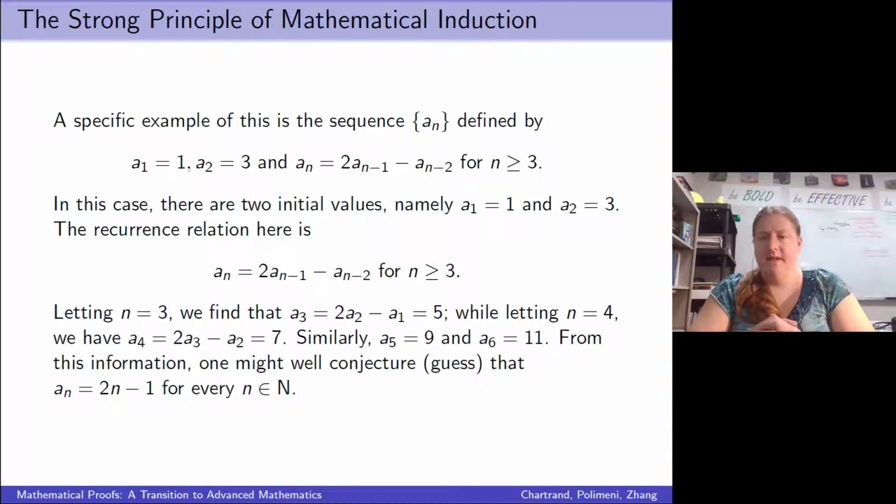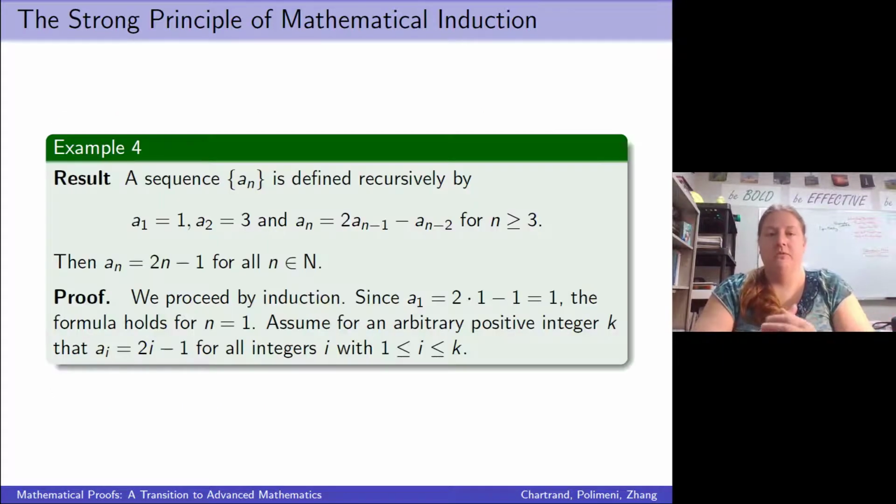Well, you might notice that I have 1, 3, 5, 7, 9, 11 as my values in my sequence. I'm going through the odd numbers. And odd numbers we can get by 2 times a number plus or minus 1, or any odd number for that matter. So if I look at my n values in comparison to the odd numbers I end up with, I might guess or conjecture that a sub n actually equals 2 times n minus 1 for every natural number n. So I have this guess, so let's prove it.